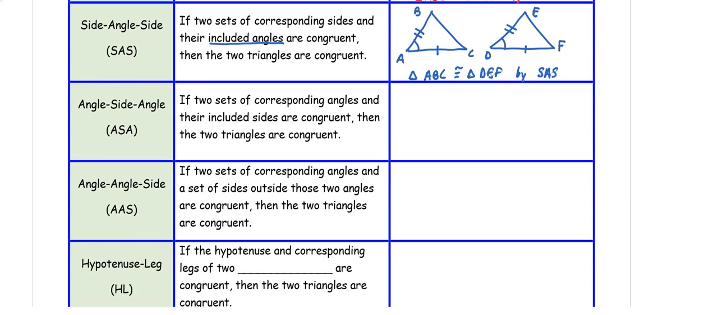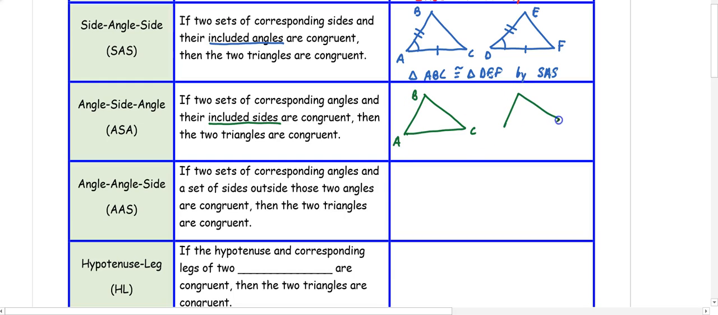The next method is angle, side, angle. So in angle, side, angle, we have two sets of corresponding angles and their included sides are congruent for the triangles to be congruent. So when I draw my two triangles again, ABC and DEF, this time I have two sets of congruent angles.